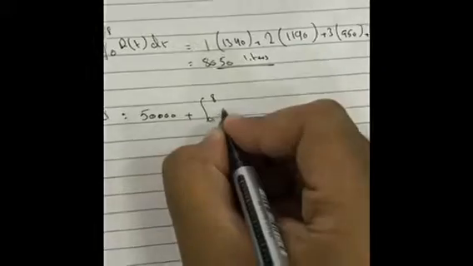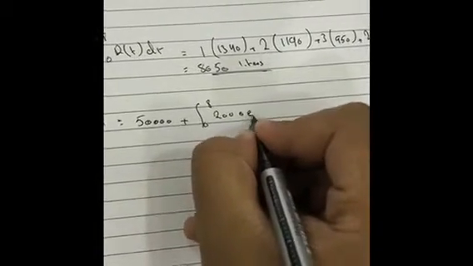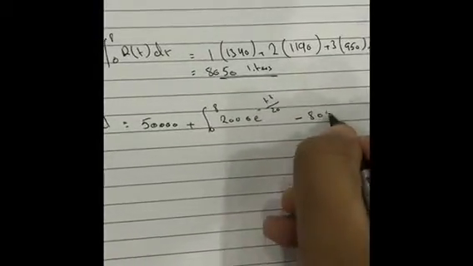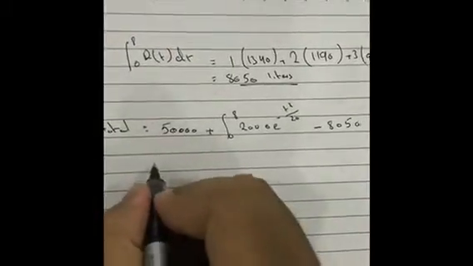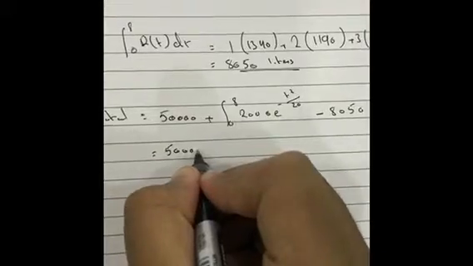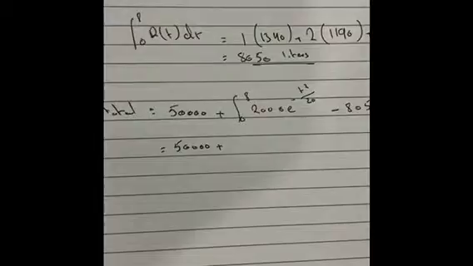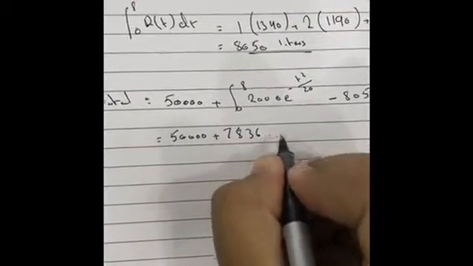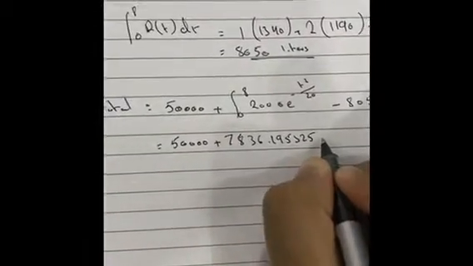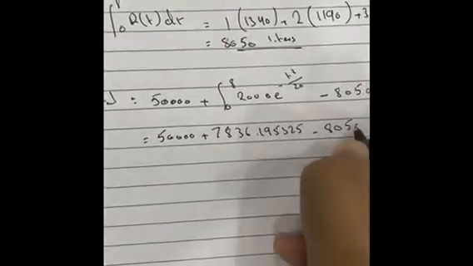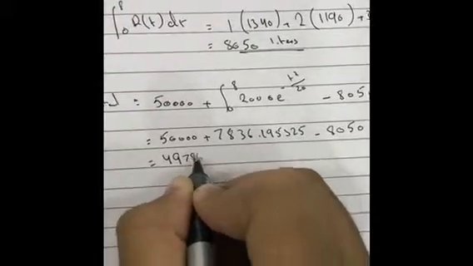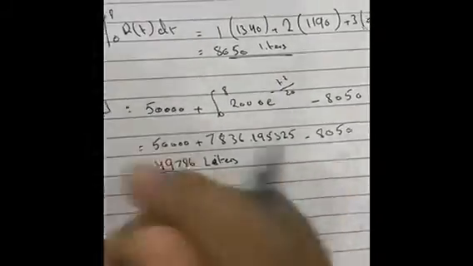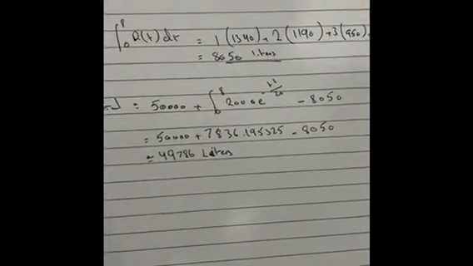So the integral from 0 to 8 of 1000 e to the negative t squared over 20, minus the answer that we have here, 8050. Now we calculate 50,000 plus this one. Wait a second. Okay, 5836.19535, and here minus 8050 will be 49786 liters approximately, because it will come with decimals and you have to get the whole number. And this is the whole question.